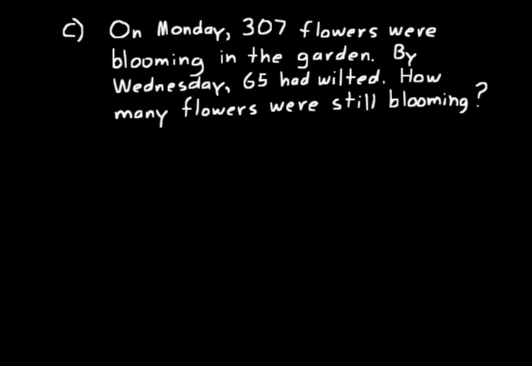Look at practice problem C. Always, first thing you should do is read it through. On Monday, 307 flowers were blooming in the garden. By Wednesday, 65 had wilted. How many flowers were still blooming?